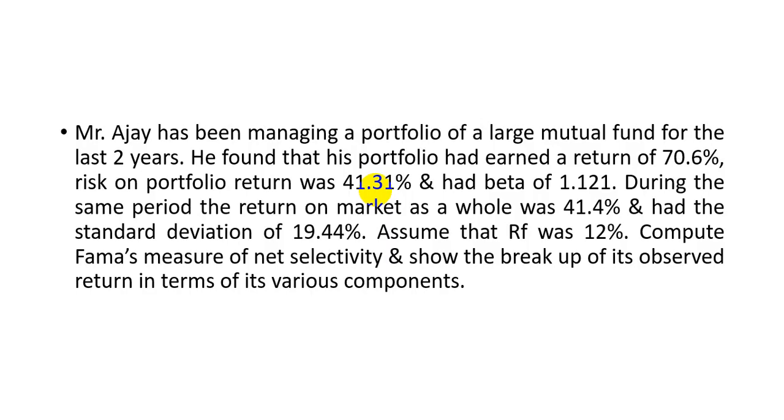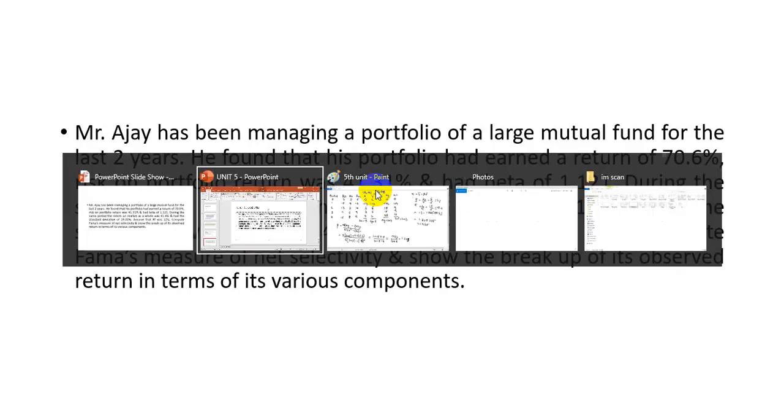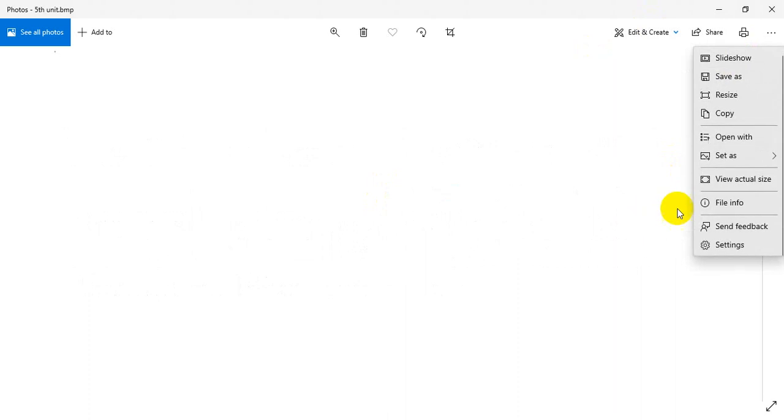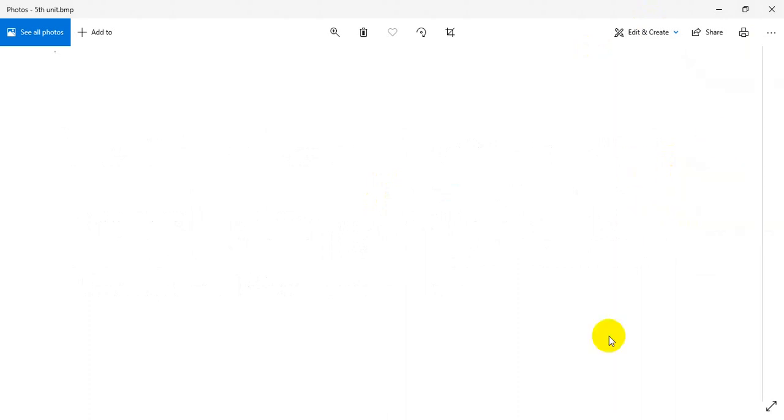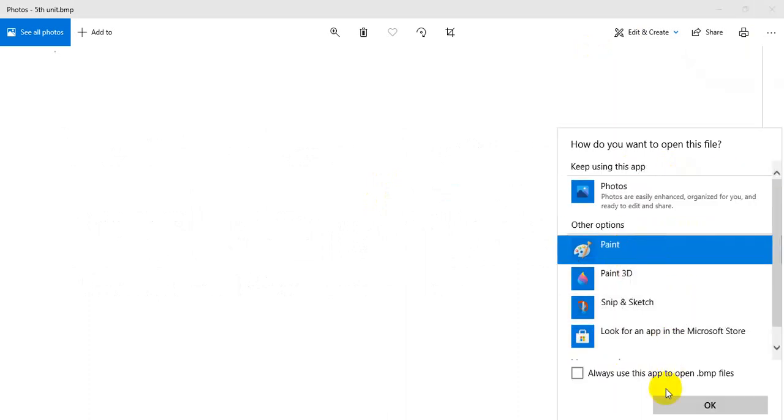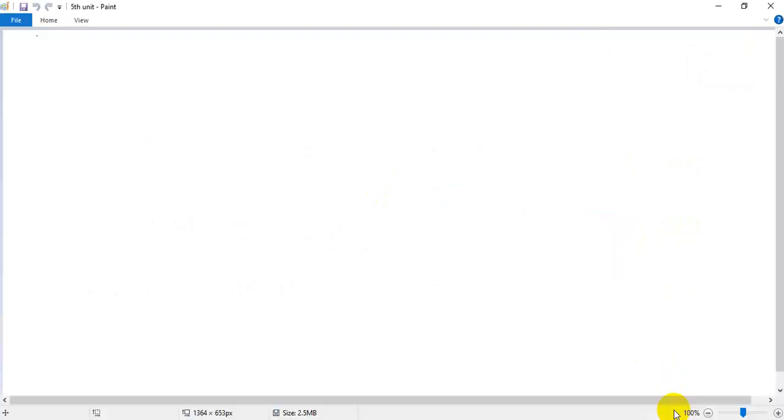RF has been given as 12. Compute the Fama's measure of net selectivity and show the breakup of its observed return in terms of its various components. So let's start doing this problem. Let's write down the entire information first, then we'll do it.